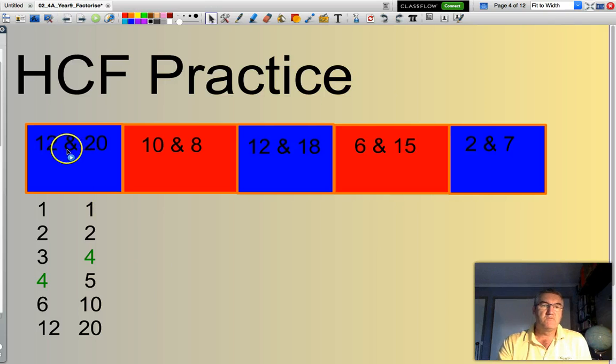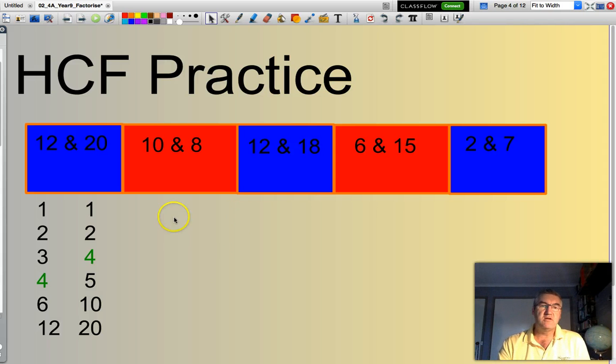So if, for instance, I had two numbers, 12 and 20, to identify the highest common factor, I need to list all the factors of 12, which are down here: 1, 2, 3, 4, 6 and 12. All the factors of 20: 1, 2, 4, 5, 10 and 20. And I need to identify the highest that are in both lists. So there you go, you can see that is 4.